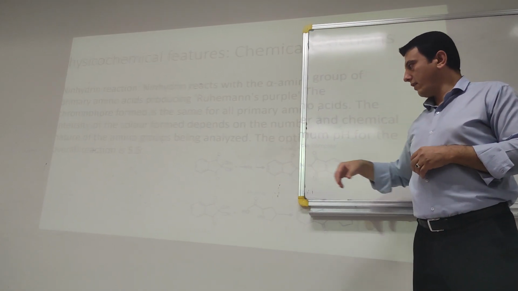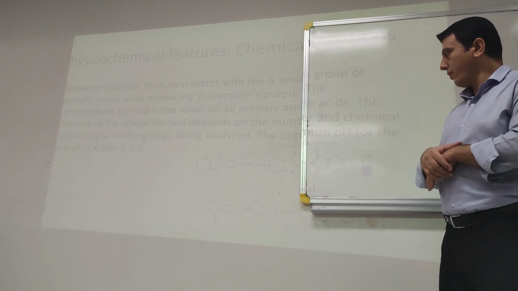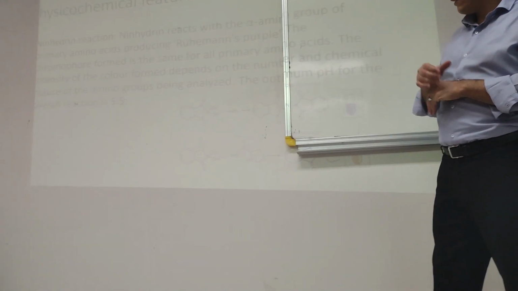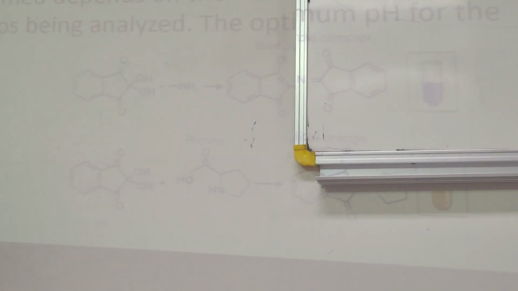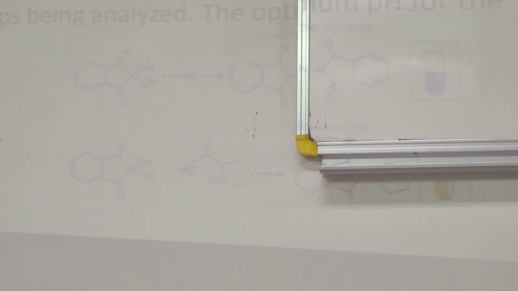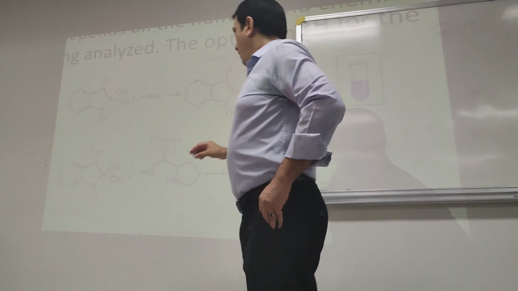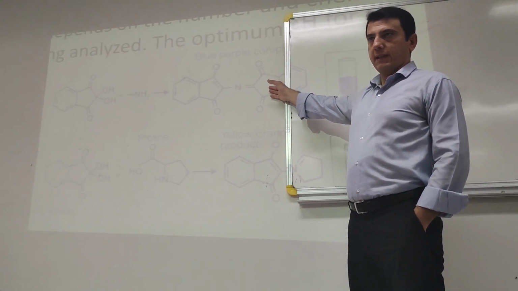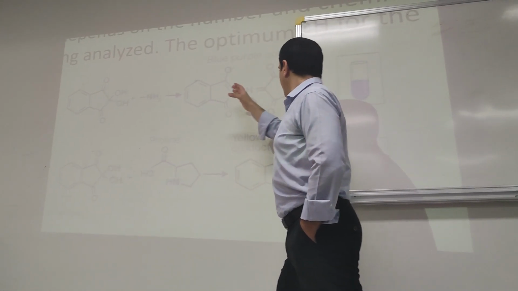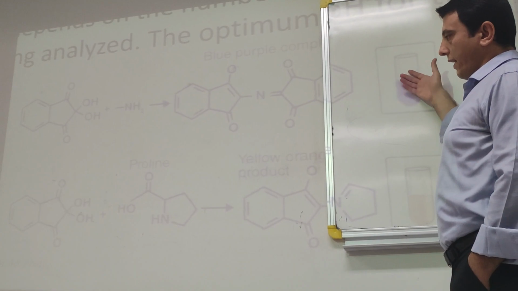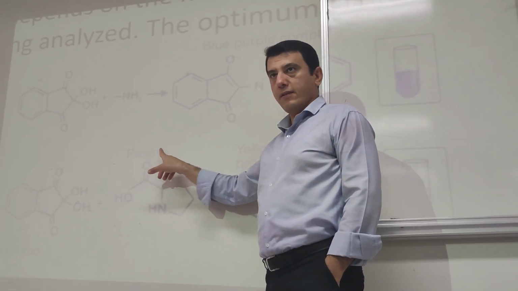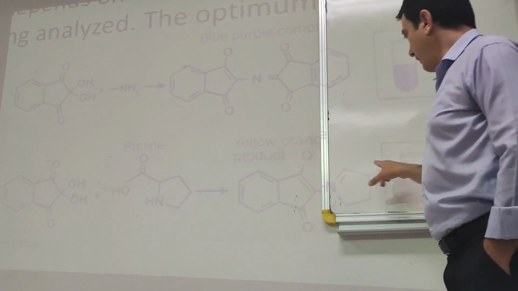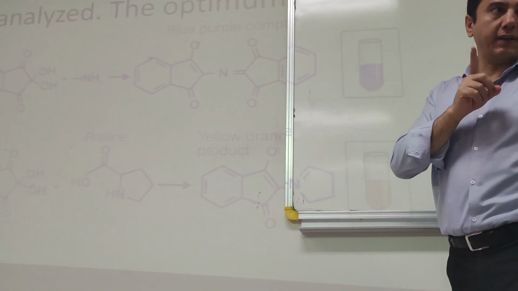Please take a look at the slide. As you can see here, we have two reactions for amino acids. The first one is for most amino acids, which produce the color that I mentioned. However, for proline, we have another color, just for proline.